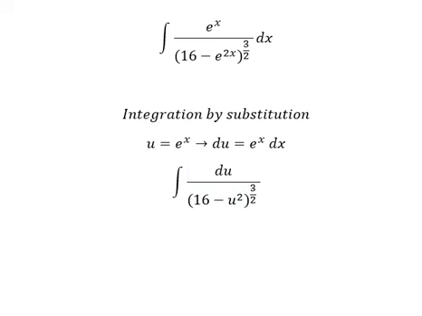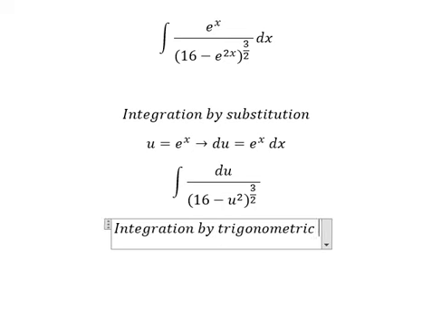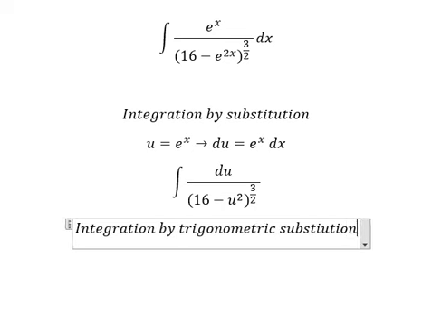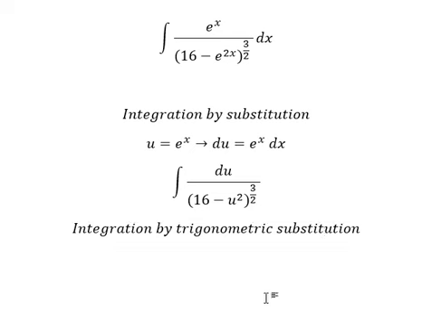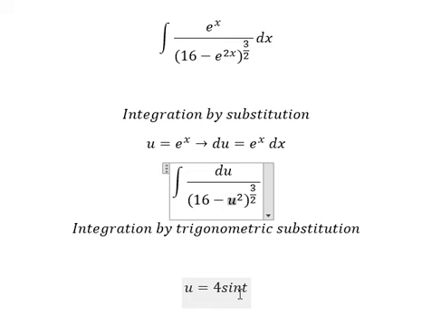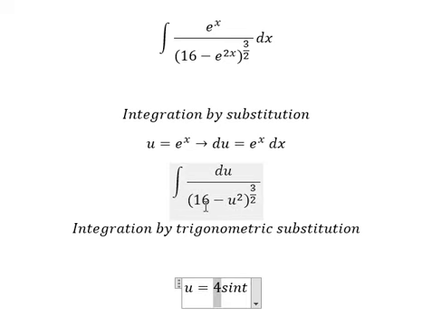Next, we can use integration by trigonometric substitution. So I will put u equals 4 sine t, because if I put this one here, we have 16 sine t squared. Number 16, we can factorize.